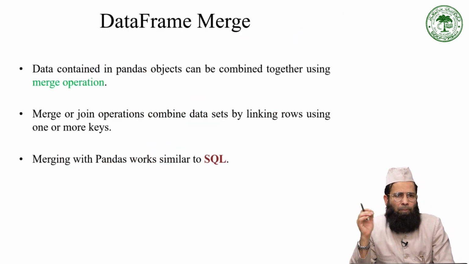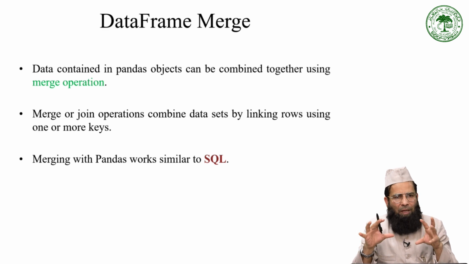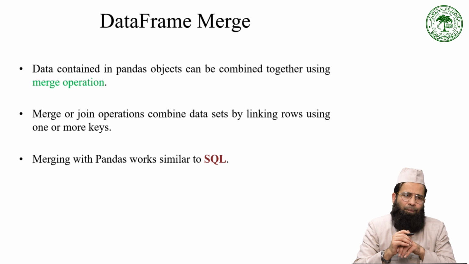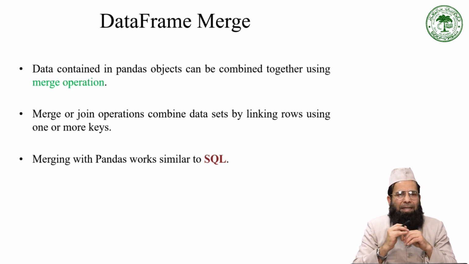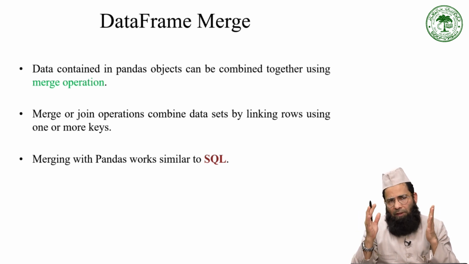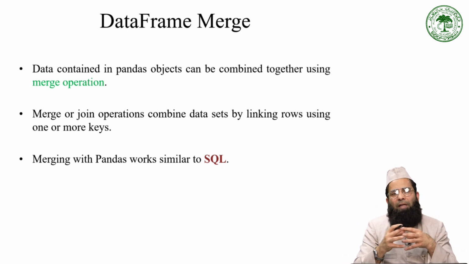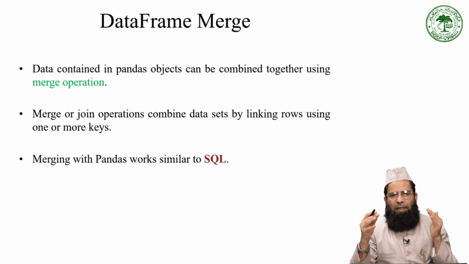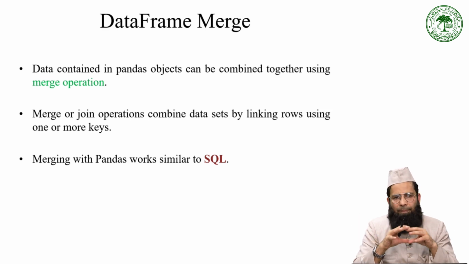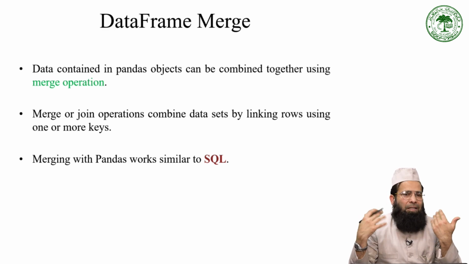Now, let's see how to merge a data frame. Data contained in Pandas objects can be combined together using the merge operation. So, you can combine different data sets into a single data set using the merge operation. A merge or join operation combines data sets by linking rows using one or more keys. So, it depends on the key how you are actually going to merge it. We'll see what the different keys are, because merge is always performed based on certain keys. Merging with Pandas works very similarly to SQL.